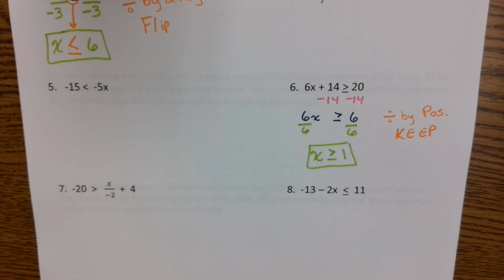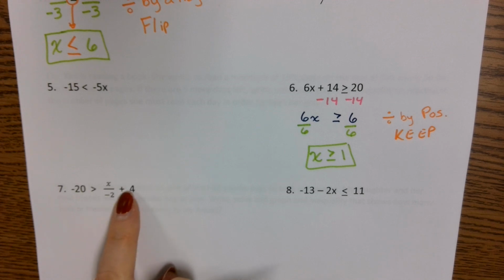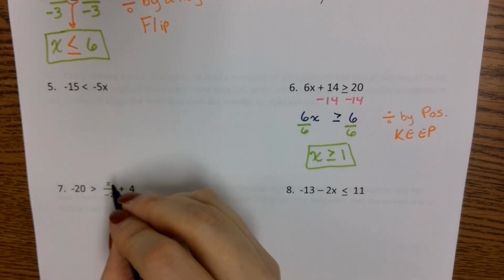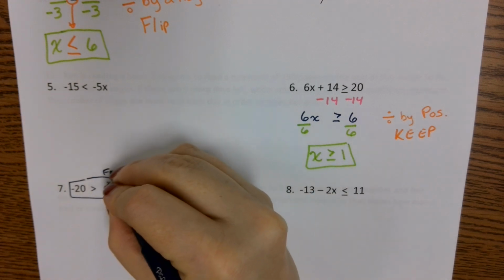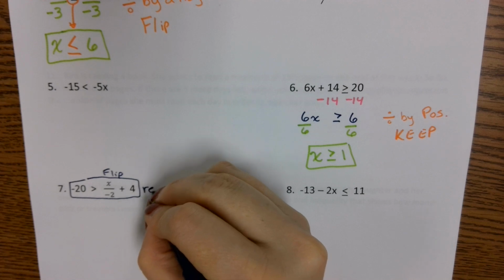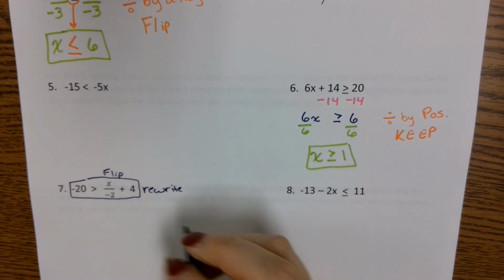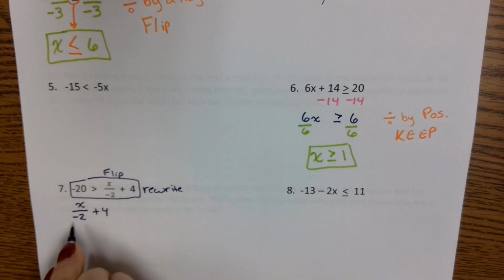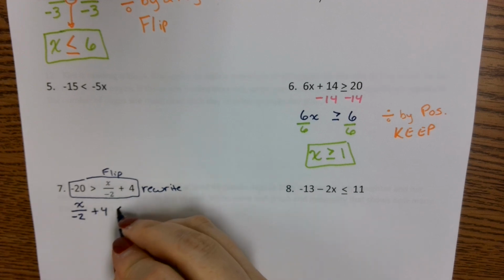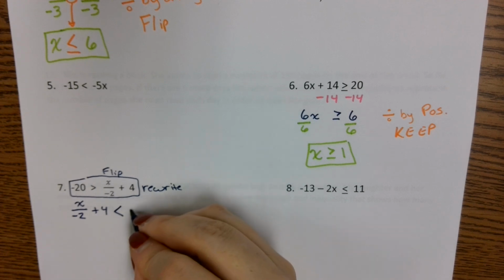Okay, let's take a look at number 7. Number 7, I need to rewrite. I need to rewrite because the variable is on the wrong side. Jessica, you got to copy these down. Thank you. You need to rewrite because the variable's on the wrong side. So we're going to go ahead and flip the whole thing because we're doing a rewrite. So we put x over -2 plus 4 on this side. Our inequality is going to flip. It becomes a less than symbol. And then we have -20.